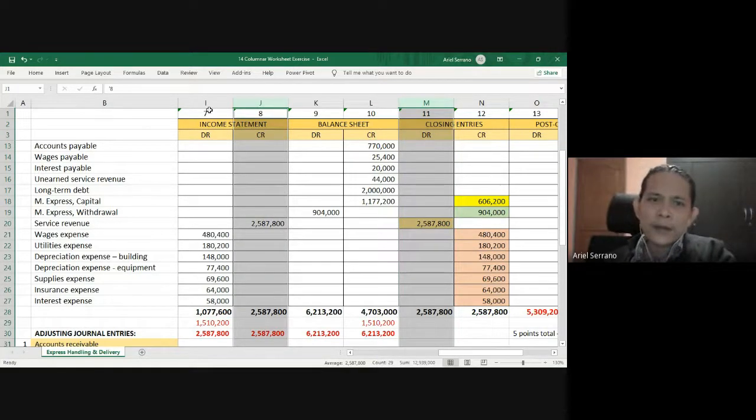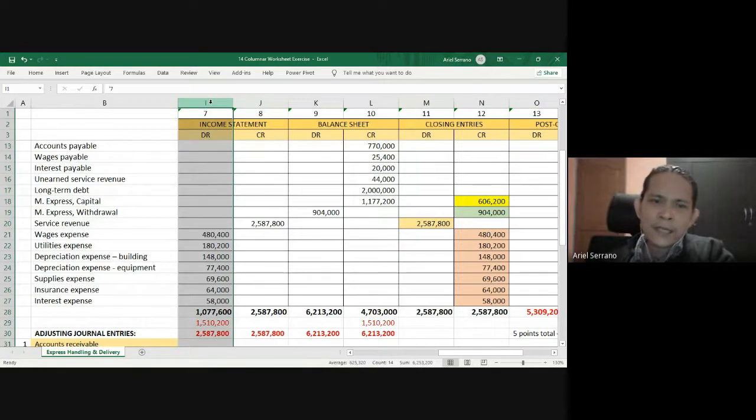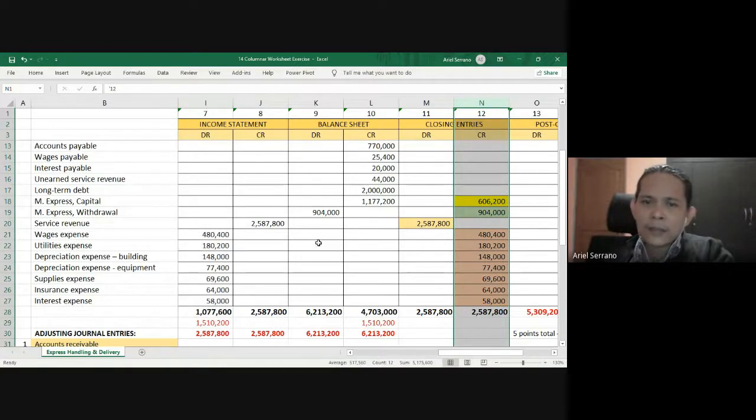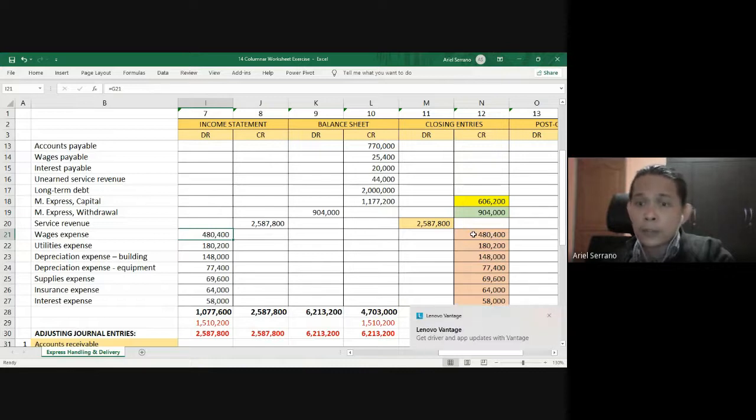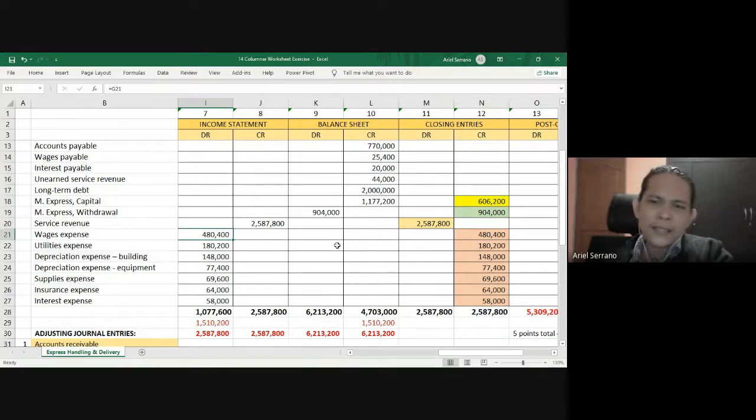The same with your expenses. If in this income statement it is placed on the debit, on the closing entries it will be placed on the credit so that they will offset. 480,400 minus 480,400, it will be zero now. Okay? So that's how we do it.